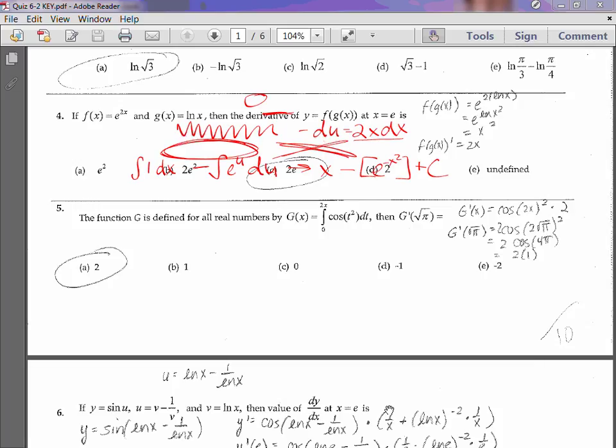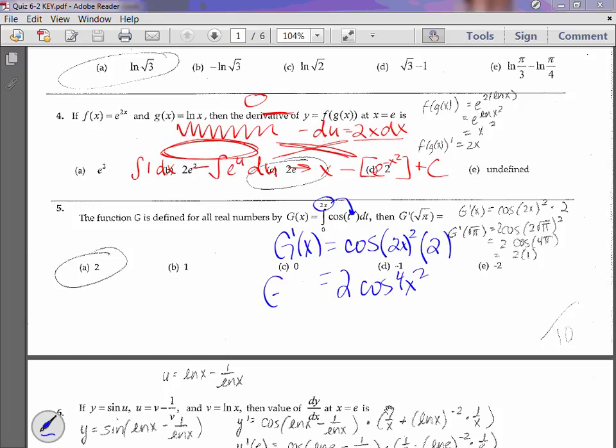Alright guys, real quick, listen up. For number 5, they're asking for the derivative. We see an integral that has a variable. When we do our derivative, this is fundamental theorem of calculus, this gets substituted in. Cosine of 2x quantity squared times the derivative of that. So that's how we get 2 cosine of 4x squared. Then take your root pi and substitute that in.